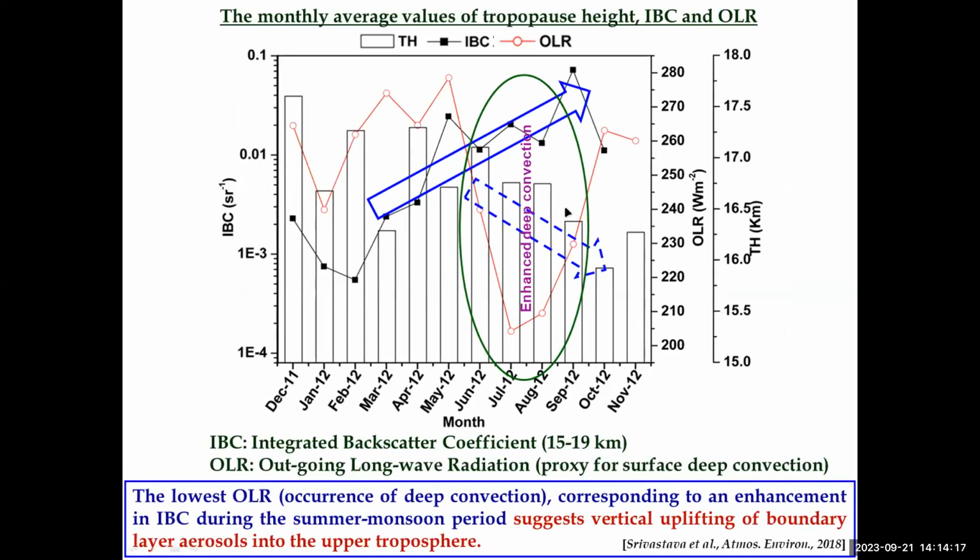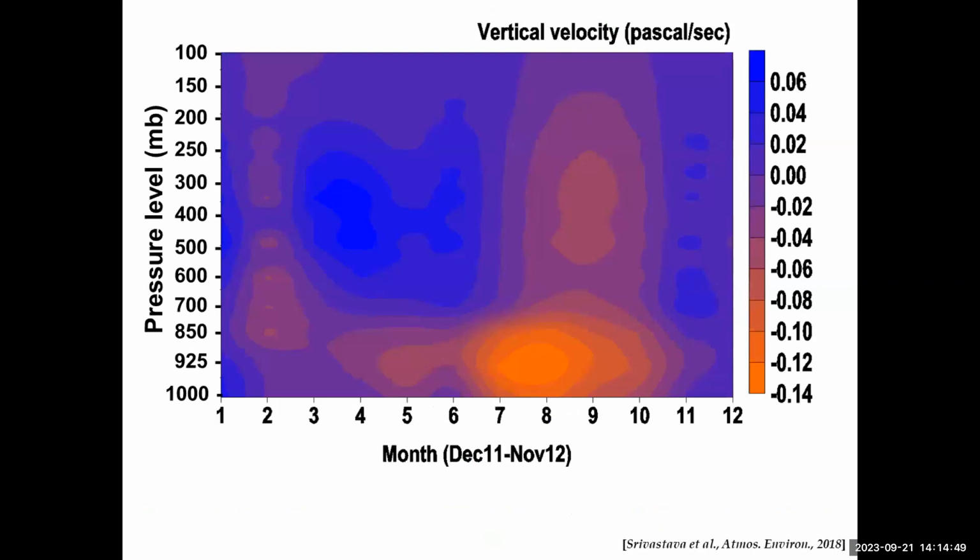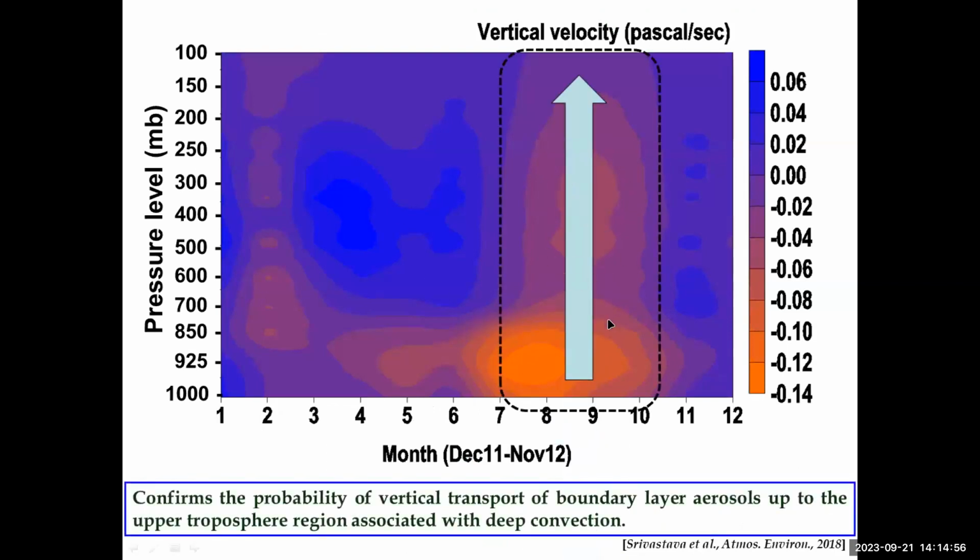We have investigated the OLR, outgoing longwave radiation, which is the proxy for surface deep convection activity. The deep convection activity was found to be high over the region when the IBC, the integrated backscattering coefficient, was found to be large, which suggests vertical uplifting of boundary layer aerosols into the upper atmosphere. Further to support this, we have also plotted the wind vertical velocity. You can see that during the period when we observed the large enhancement in backscattering coefficient, a vertical uplift was observed, which confirms the probability of vertical transport of boundary layer aerosols up to the upper atmosphere.